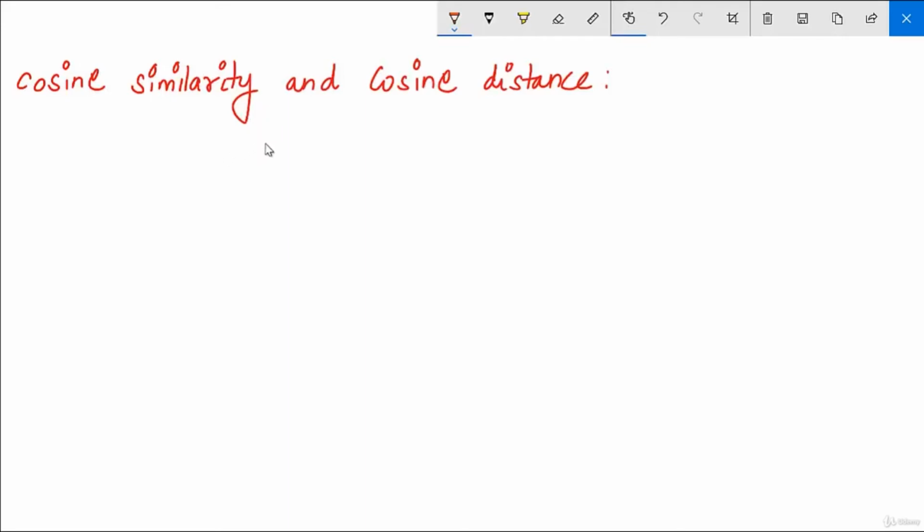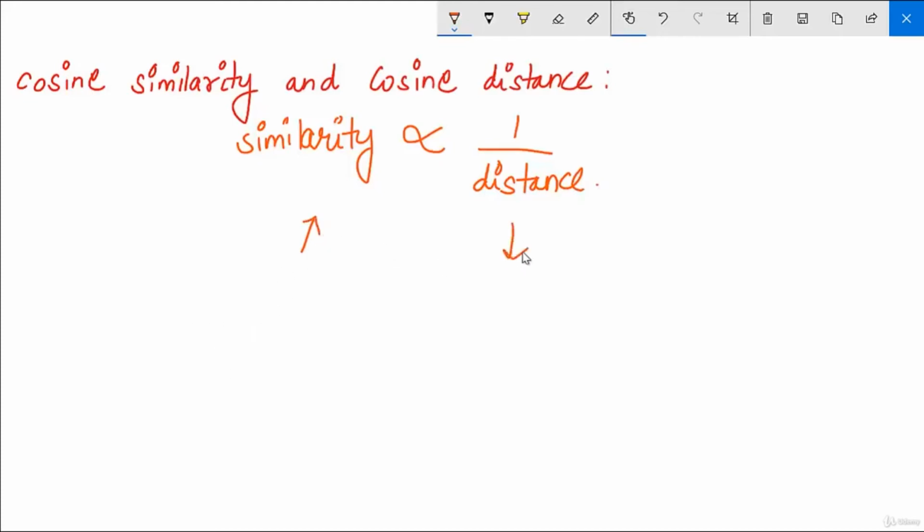So can I write it in this way? Similarity is inversely proportional to distance, right? So the more the similarity, the lesser the distance, or the lesser the similarity, the more the distance, or vice versa. Right, guys? Are you getting what I'm trying to say here? Okay. All right.